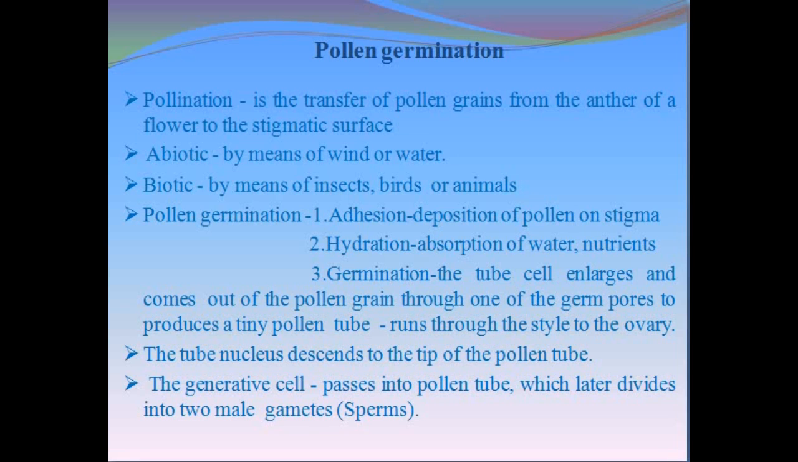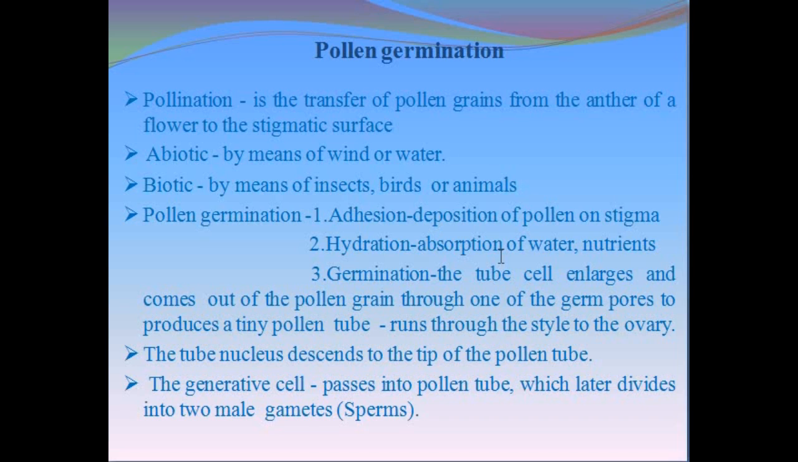After the pollination, the pollen grain comes and falls on the surface of the stigma, where it will start its germination. The pollen germination has three important steps, which are as follows. First one is called adhesion. Adhesion is nothing but the deposition of the pollen grain on the stigmatic surface, which is followed by the second step, that is called hydration. Hydration is the absorption of water and nutrients by the pollen grain from the nectary present on the surface of the stigma.